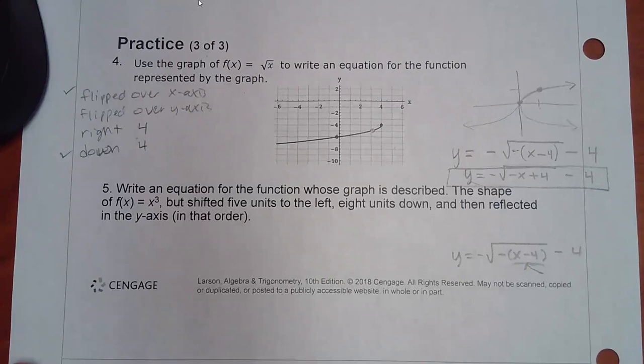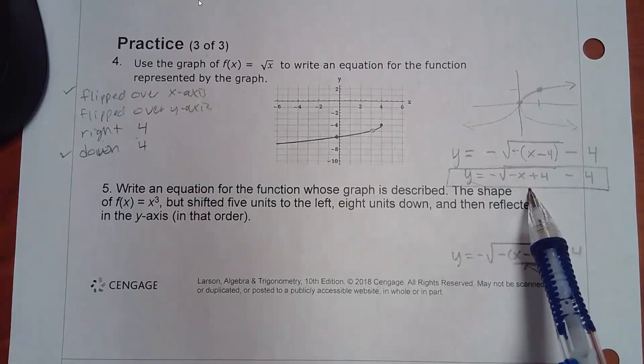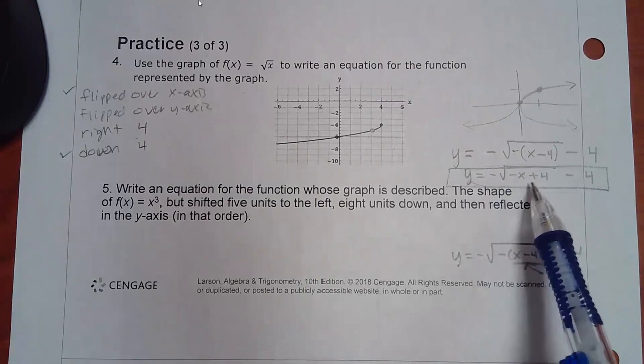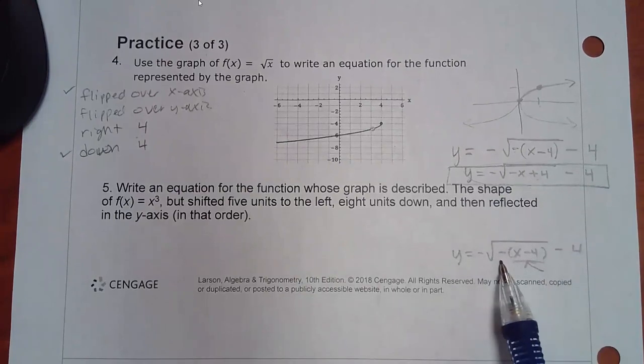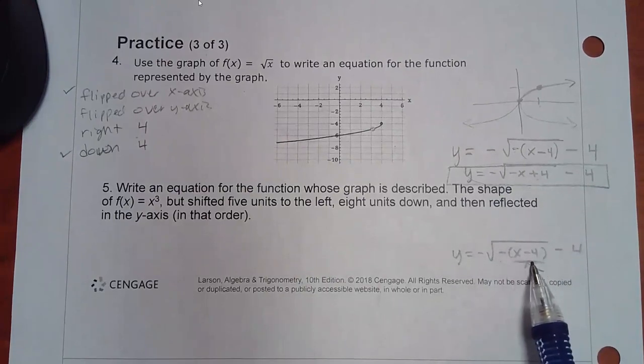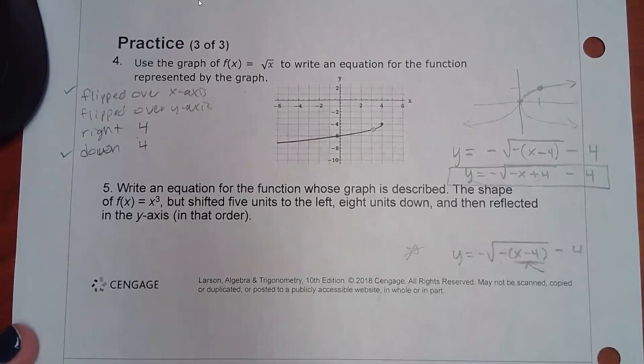Okay. So it's a big thing to know, because if you see this on your problem and it's asking you to describe the transformations, you're going to think it's going to the left, aren't you? That plus. And you can't. You have to factor the negative out before you decide if it's going to go left or right. Okay. So it's a big, big thing to do. Make sure you do that.